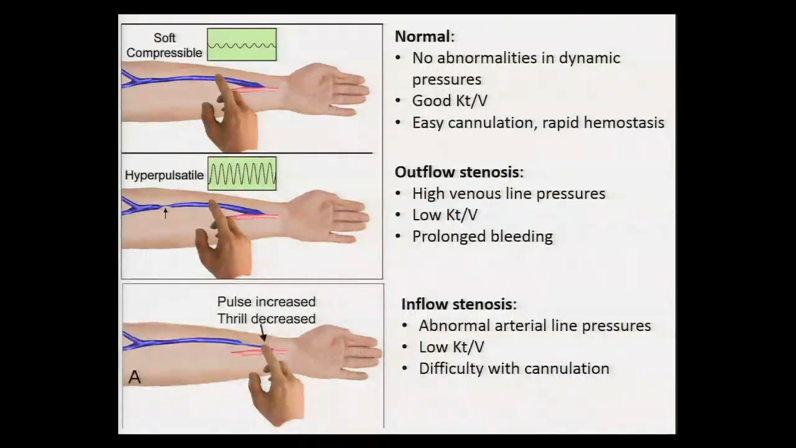Clearance will be low because the blood will be recirculating within the segment that's cannulated. And there's going to be prolonged bleeding. Patients have to hold pressure for 15, 20 minutes, half an hour sometimes.